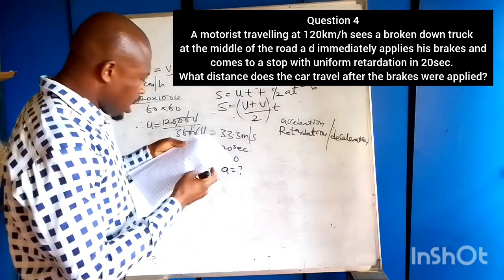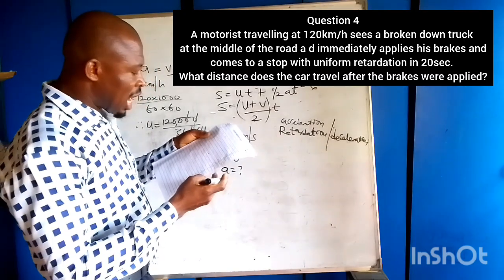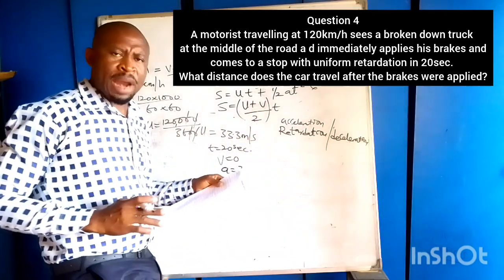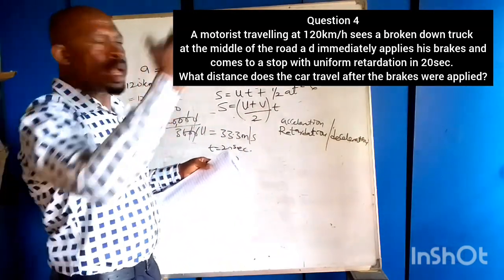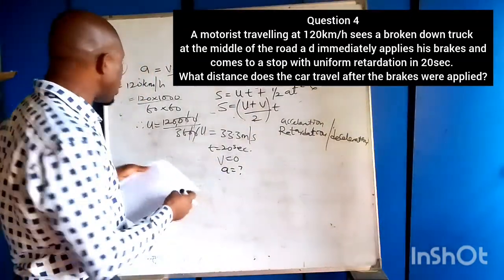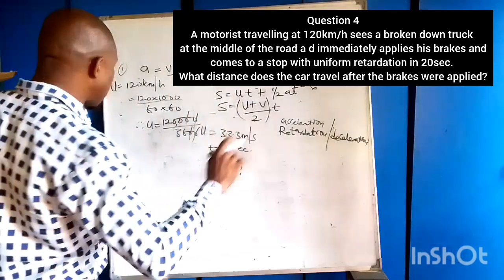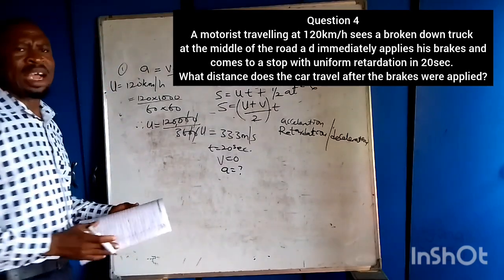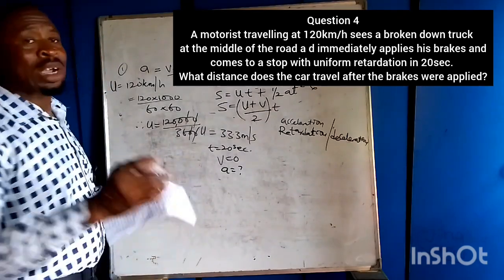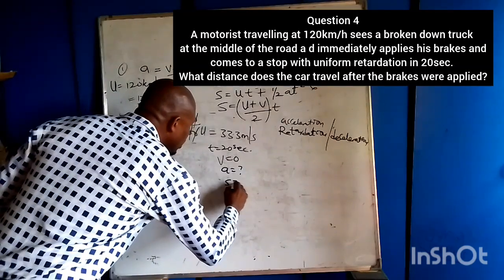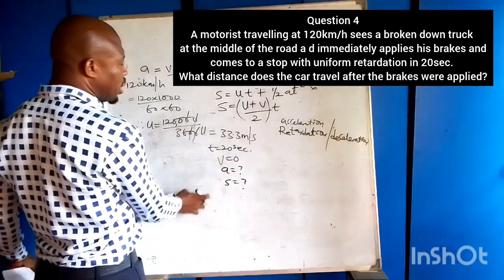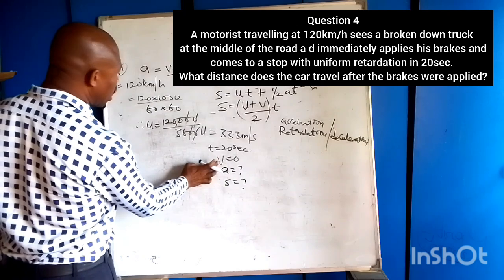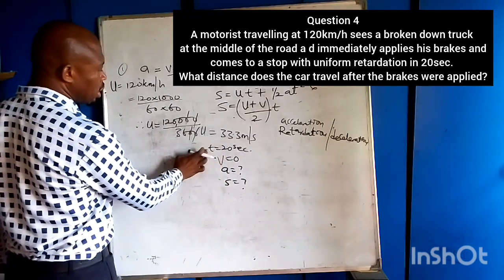They said here, what distance does the car travel after the brakes were applied? Now, when the brake was applied, the car came to rest. The first thing we need to do is to calculate the retardation. Retardation is not given. How do you calculate it? It's after calculating the retardation that we will be able to calculate the distance covered. So these are the two things we are looking at: the retardation first, and then the distance. For the retardation, of course, we have V to be 0, this is U, this is T, and A.